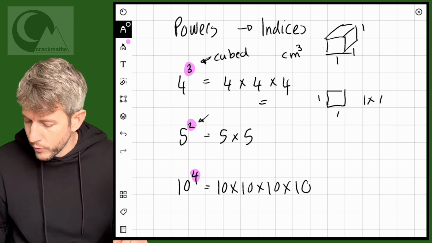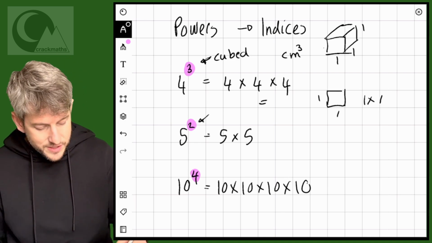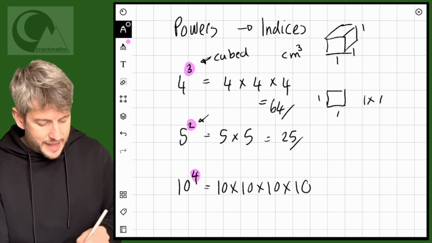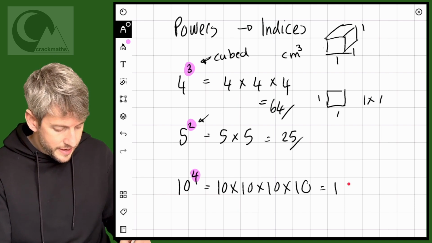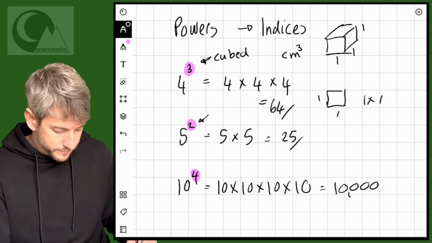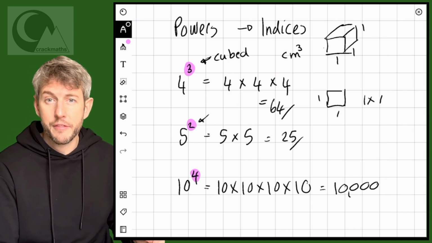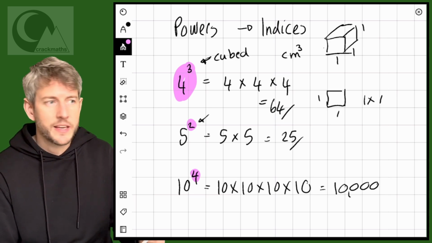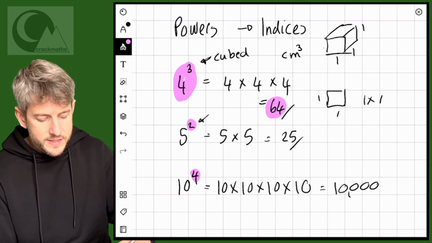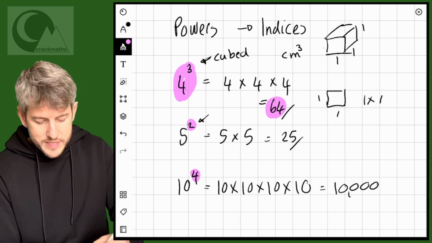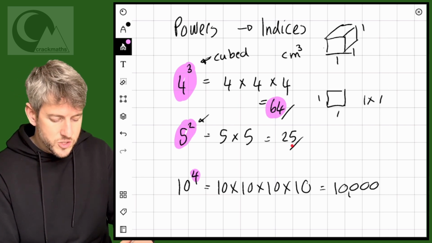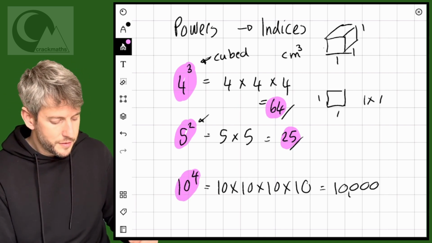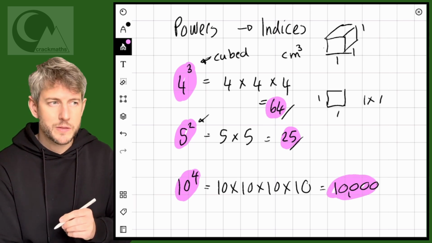4 cubed is 4 times 4 times 4, and that's going to equal 64. 5 times 5 equals 25, and 10 times 10 times 10 times 10 equals 1 and 4 zeros, which we'd call 10,000. So the thing to remember is that if you see 4 cubed written down, that means 64. They have the same value. If you see 5 squared, that means 25. If you see 10 to the power of 4, that means 10,000.